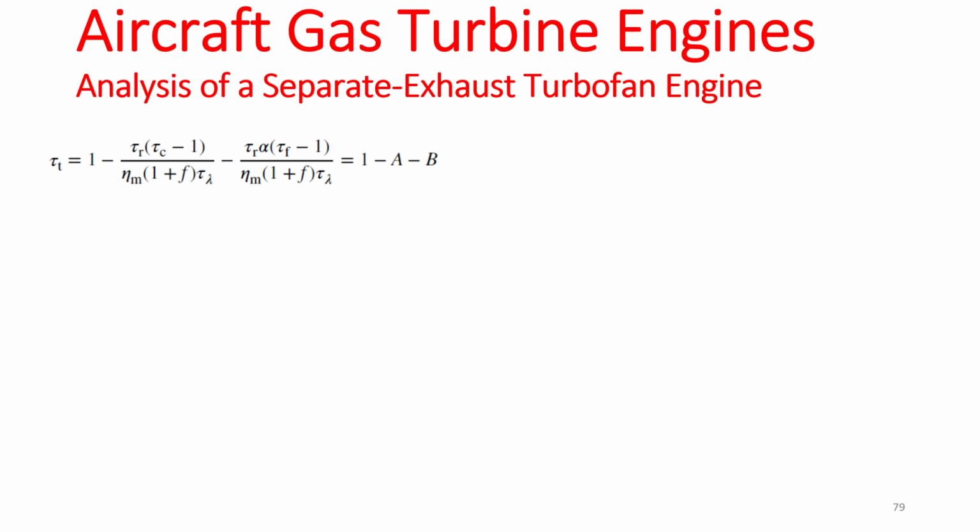Let's look at the numerator. The tau C is your compressor temperature ratio. What do you expect to see there? Do you expect to see tau C larger than 1 or smaller than 1? Larger than 1. Okay. But is it going to be close to 1 or not? Go back to the example you saw for the previous lecture. What did you see after the compressor? How big of a temperature change did you see?